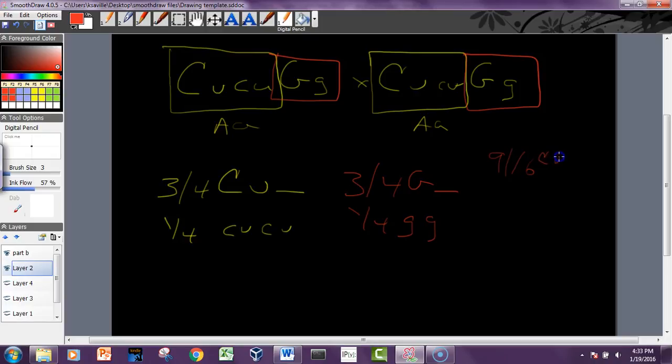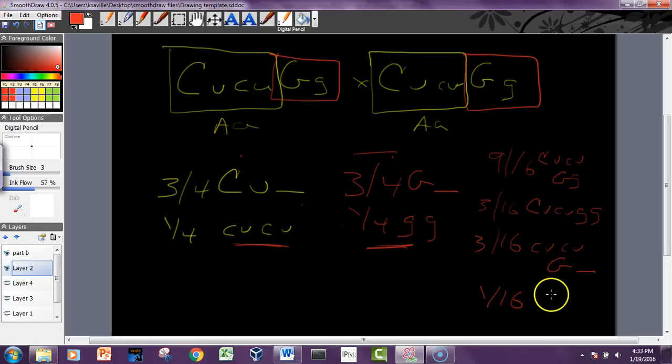If I can fit these in here. Curl, big G, little g. It's hard to fit in. So we're just multiplying this by this. Then we can multiply this by this, and we get 3/16 big C, little c, little g, little g. And then if we take this and multiply it by this, we're going to get little c, big G, blank. And if we multiply these bottom two, this guy by this guy, we get 1/16 c, g, g. So this is called combined probability.